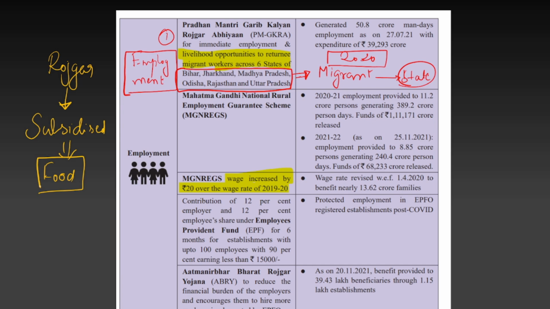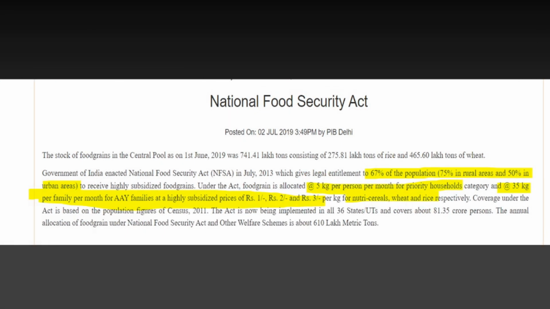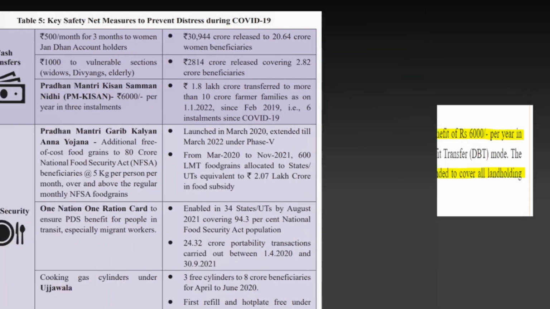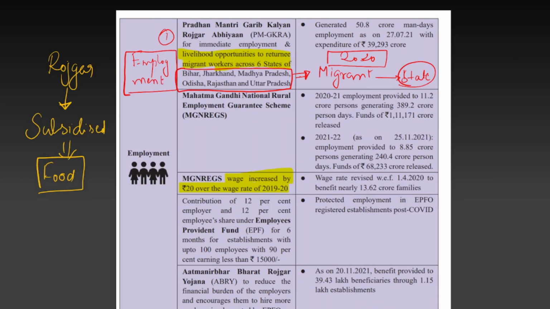Under this National Food Security Act, they were already given wheat and rice, but under this Garib Kalyan Anna Yojana, an 80 crore population was covered and given, you should not say free, subsidized food. That was given, but this alone is not enough. They had to be given MNREGA work, or non-skilled work. It is not skilled labor.